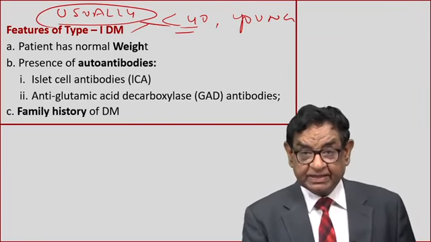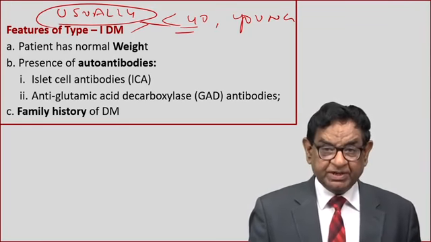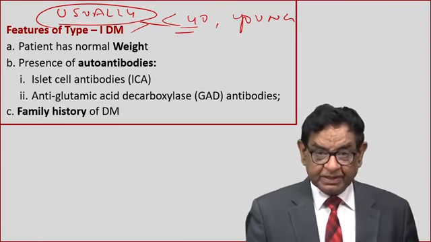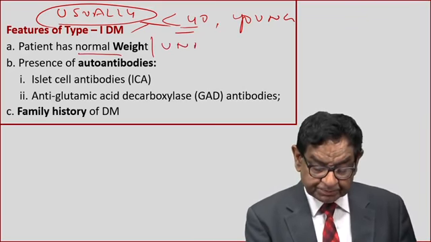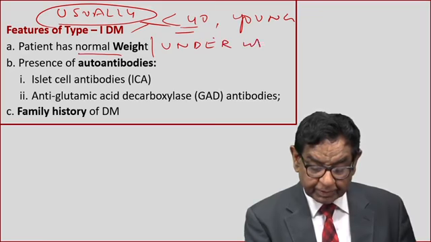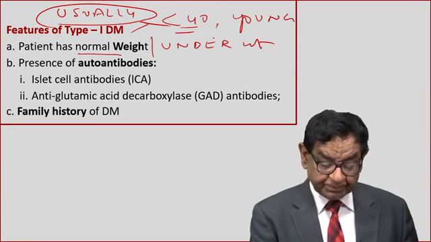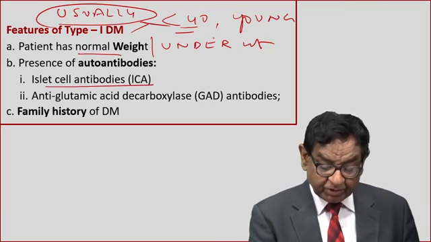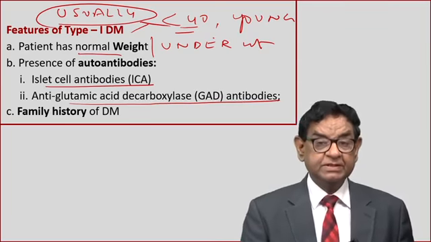Well, regarding the weight, let's presume that I am talking about a young child, maybe 10 or 15 years, who is diabetic. So he will have normal weight, or usually they are underweight also. And most of the time they have autoantibodies, islet cell antibodies, or anti-glutamic acid decarboxylase antibodies.